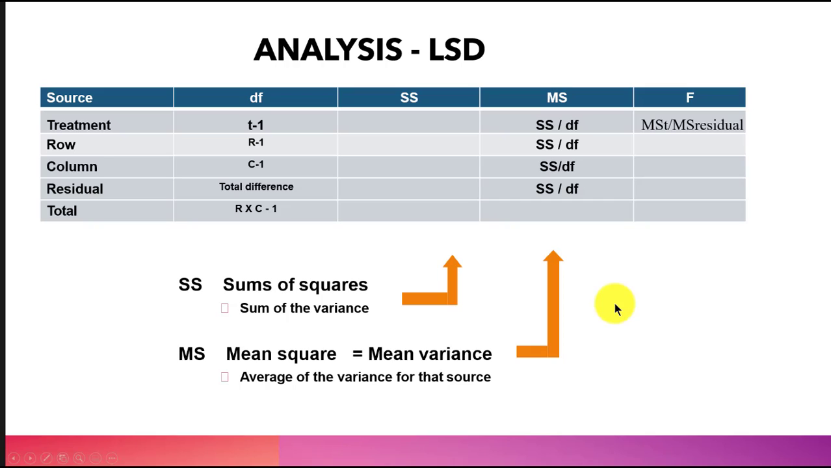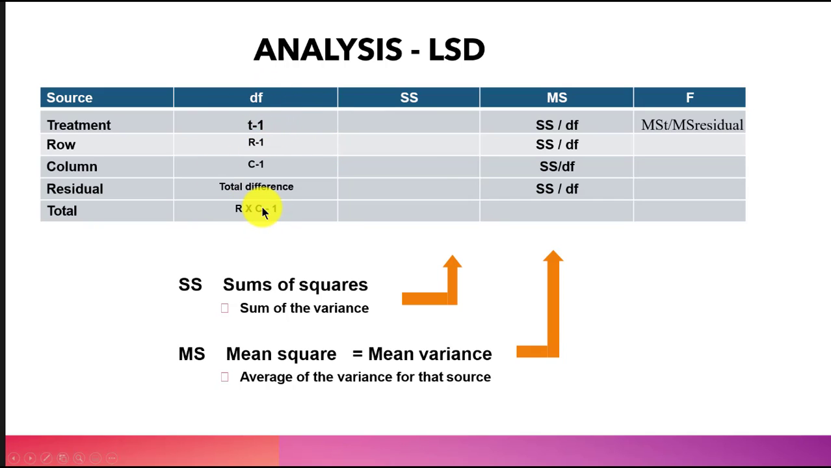And then this is the analysis of variance, ANOVA, for Latin square design. As you can see here, there are treatment and row. So row in the first example was cow, and column in the first example was week. So row was cow and column was week. And then there is an error or residual, and then there is a total.